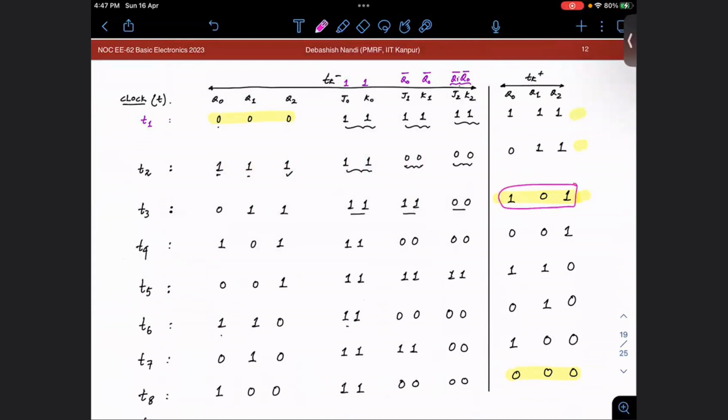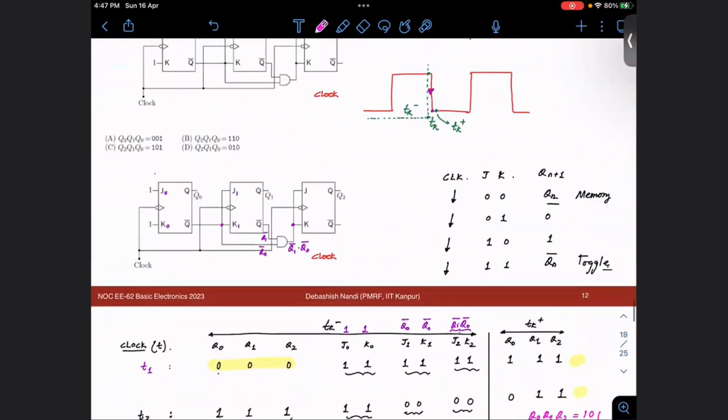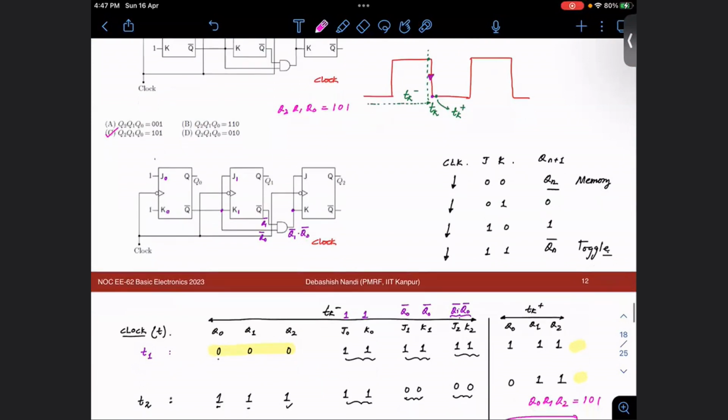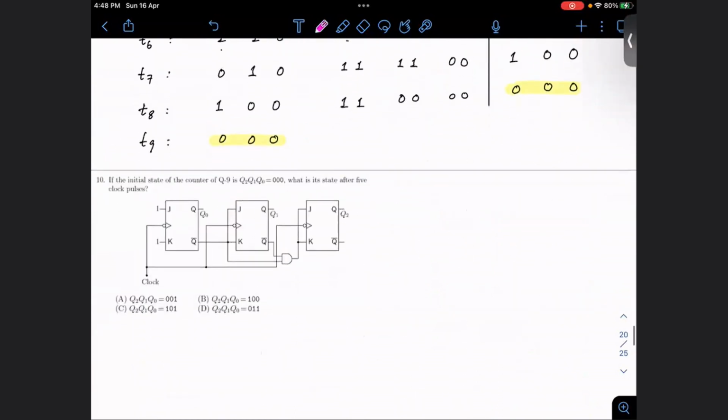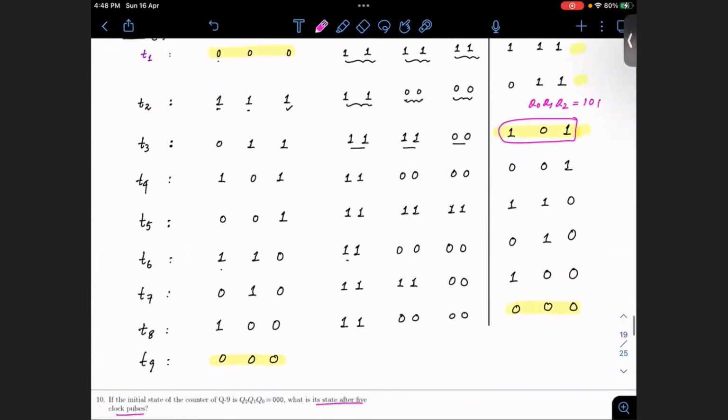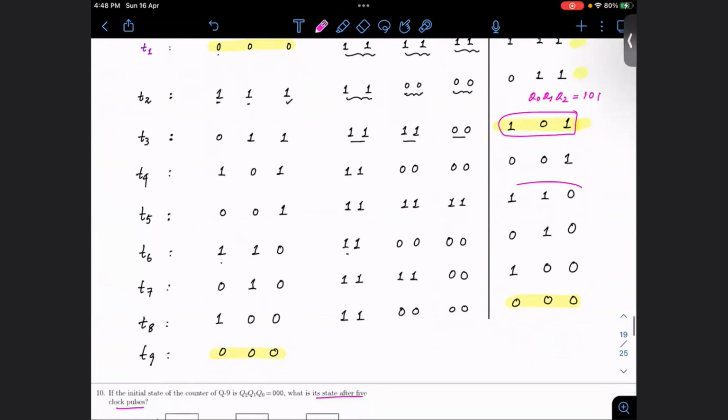So after the third clock pulse, we have this. Q0, Q1, Q2 is 1 0 1. So the output is Q2, Q1, Q0 will be 1 0 1. Fine. So C is the right option. Moving on to the next, again the same question. What is the state after 5 clock pulses? So this is third, fourth, fifth.